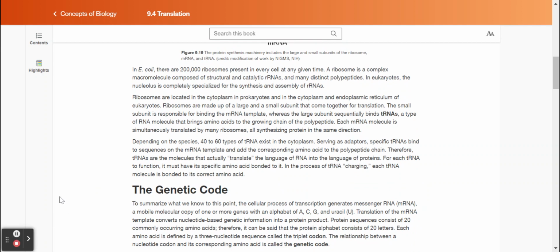In E. coli, there are 200,000 ribosomes present in every cell at any given time. A ribosome is a complex macromolecule composed of structural and catalytic rRNAs and many distinct polypeptides. In eukaryotes, the nucleolus is completely specialized for the synthesis and assembly of rRNAs. Ribosomes are located in the cytoplasm in prokaryotes and in the cytoplasm and endoplasmic reticulum of eukaryotes. Ribosomes are made up of a large and a small subunit that come together for translation.